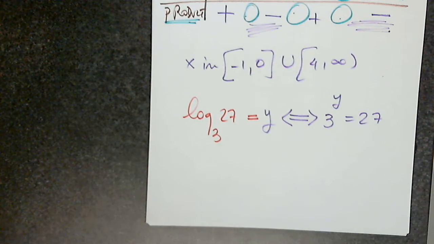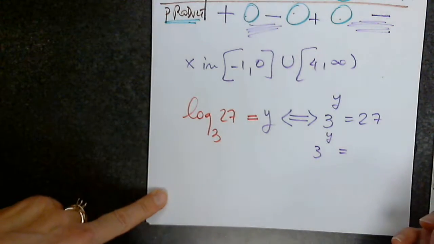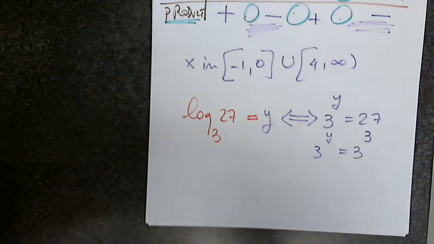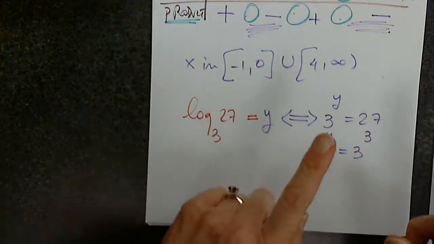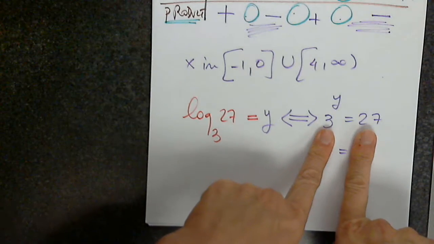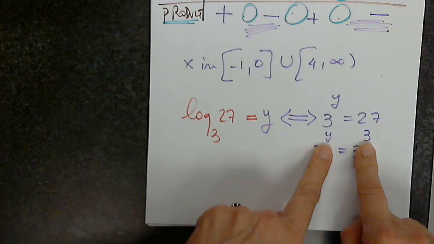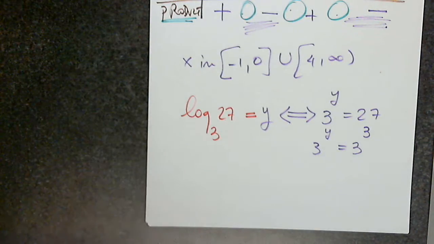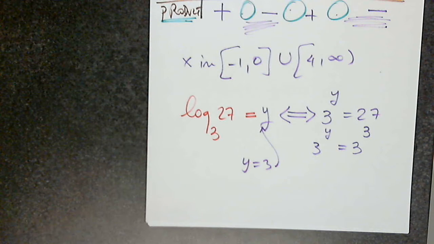But can I make 27 with the same base? 3 to the y equals 3 to the third. Remember, we are not simplifying, we are not reducing or whatever. We are saying this. 2 numbers are equal and they have the same base. For this to happen, what has to happen to their exponents? They must be the same. So then y must equal 3, and that's my answer. Any questions?